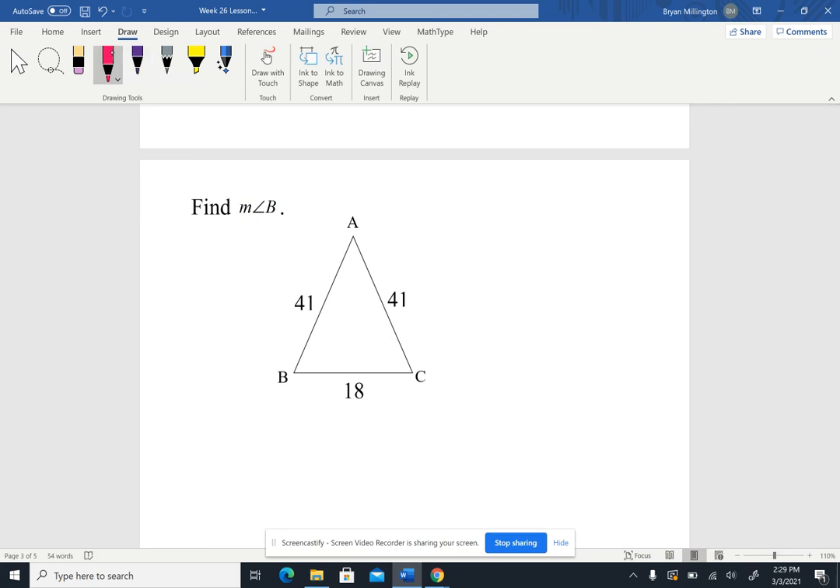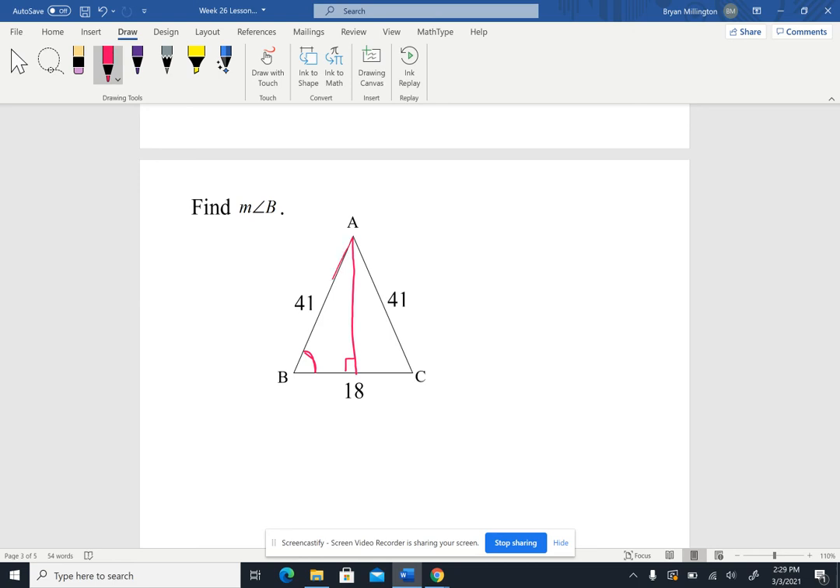All right, find the measure of angle B. So here's angle B. All right, the problem with this is it's not a right triangle. We need right triangles to do all this trig that we've been learning. But what we can do is notice this is an isosceles triangle. It's got 41 and 41 on both sides of the triangle. So this is isosceles. What that means is if I draw an altitude down the middle, that is going to bisect this side down here. It's going to split it right in half.